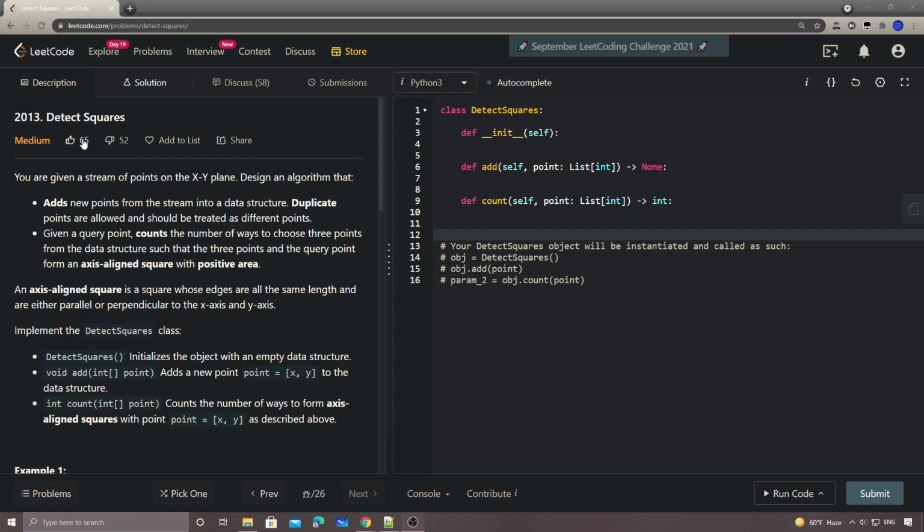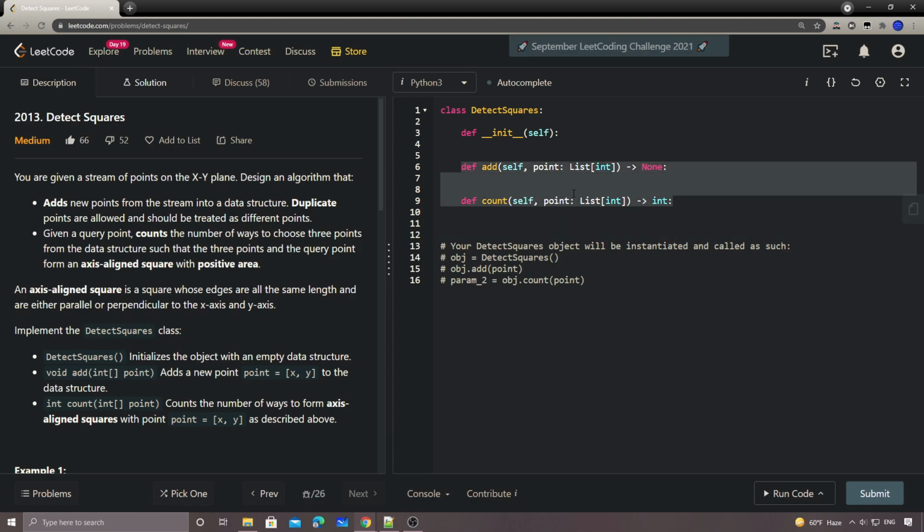Okay, so this one. Now we have a two-dimensional XY plane, and we have a class we need to design here. We need to implement two functions. The first one is add. Basically, we'll be adding this point into this XY plane.